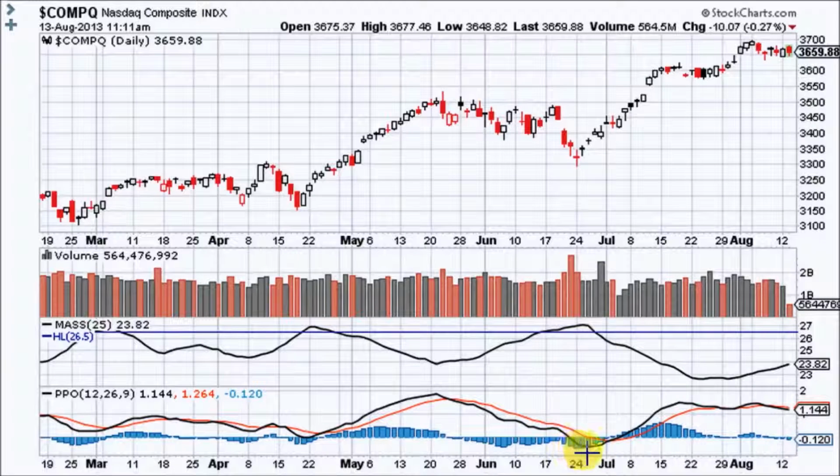PPO is below 0. It crosses up through the signal line and up through 0 at the exact same time, and the stock runs. It breaks above the trend line here drawn at the top. This is a line of resistance, and when it breaks above it right here, a lot of green days of volume as it breaks out into blue sky territory above all levels of resistance. So in 3 instances here, Mass Index gave 3 good signals, and they were all buy signals according to the PPO.